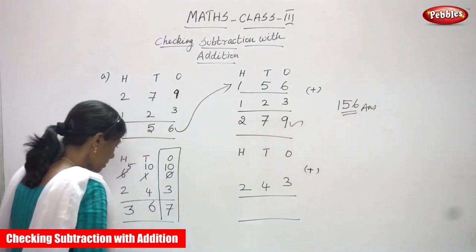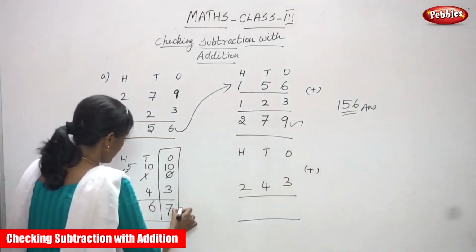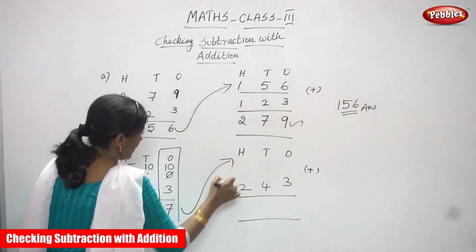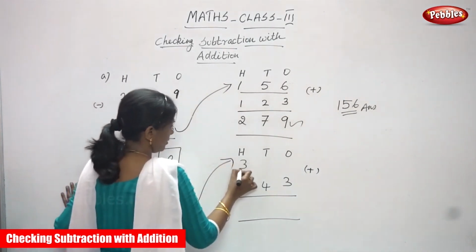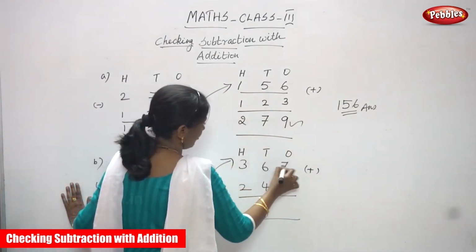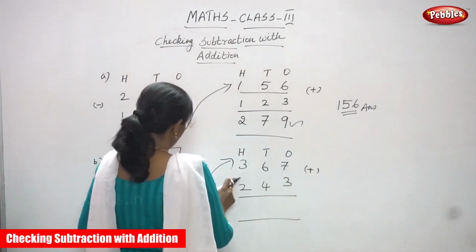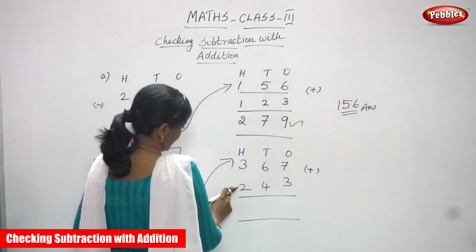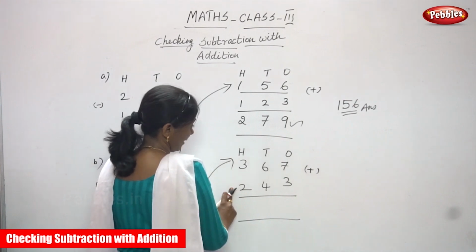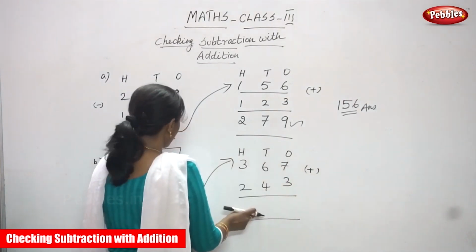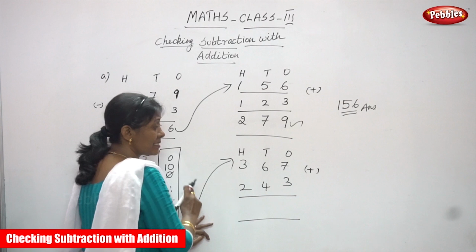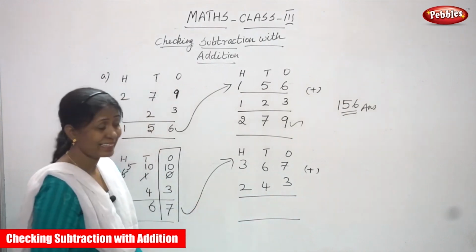Okay. So what are you going to do? You have to write the answer on the top, in the first place, and the second number as it is you must write in the second place. Now you have to add both numbers, and if you get 610, your answer is exactly right.